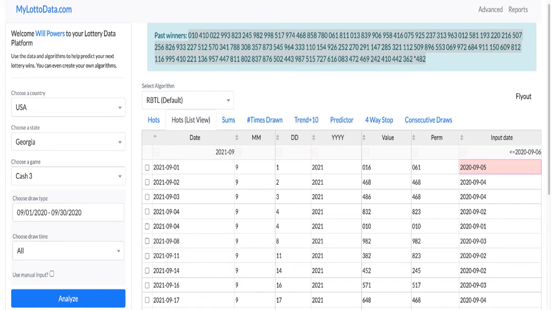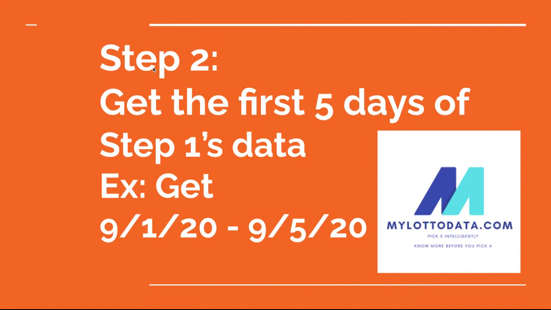Step 2, get the first 5 days of step 1's data. Example, get 9/1/20 through 9/5/20. Let me share the tab. I'm sorry. Step 2, get the first 5 days of step 1's data. Example, get 9/1/20 through 9/5/20. Got it? Step 2 is get the first 5 days of step 1's data.